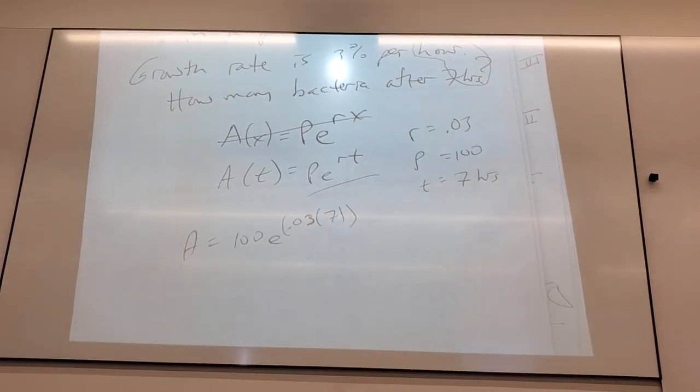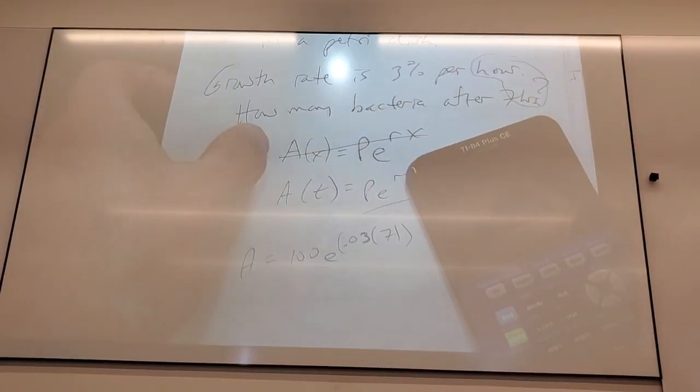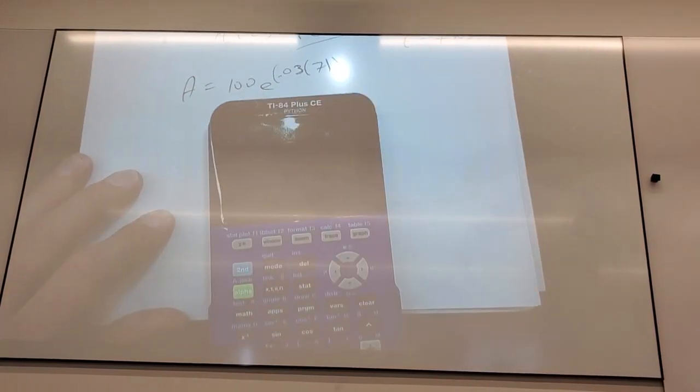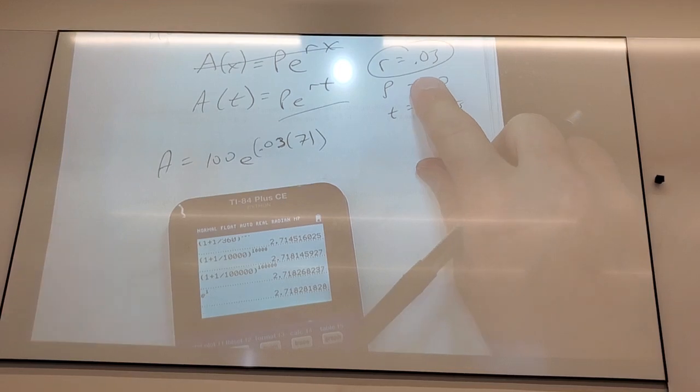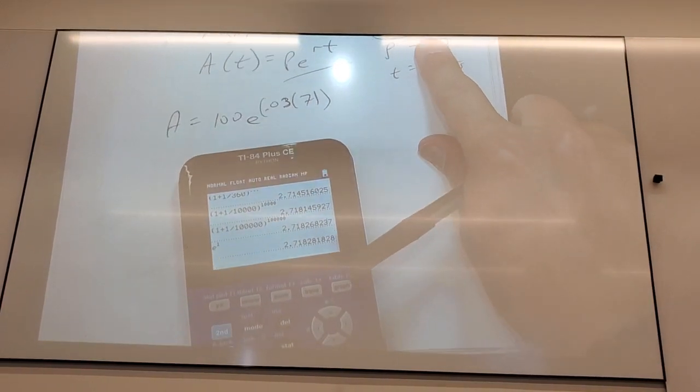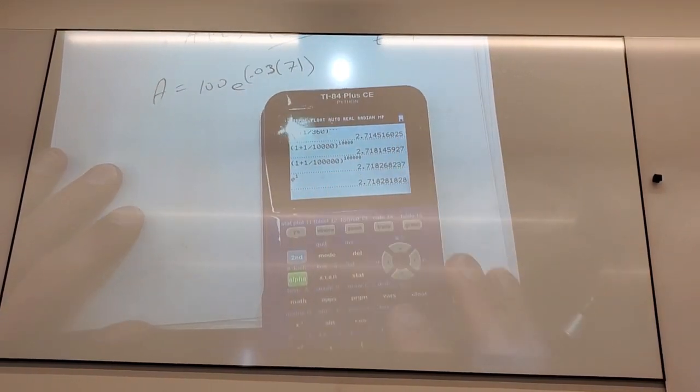If you don't have a calculator, just sit there and hang out. What does the R stand for? The rate. R is the rate of growth in this case, or the rate of decay, just the rate of change. So using R makes sense.